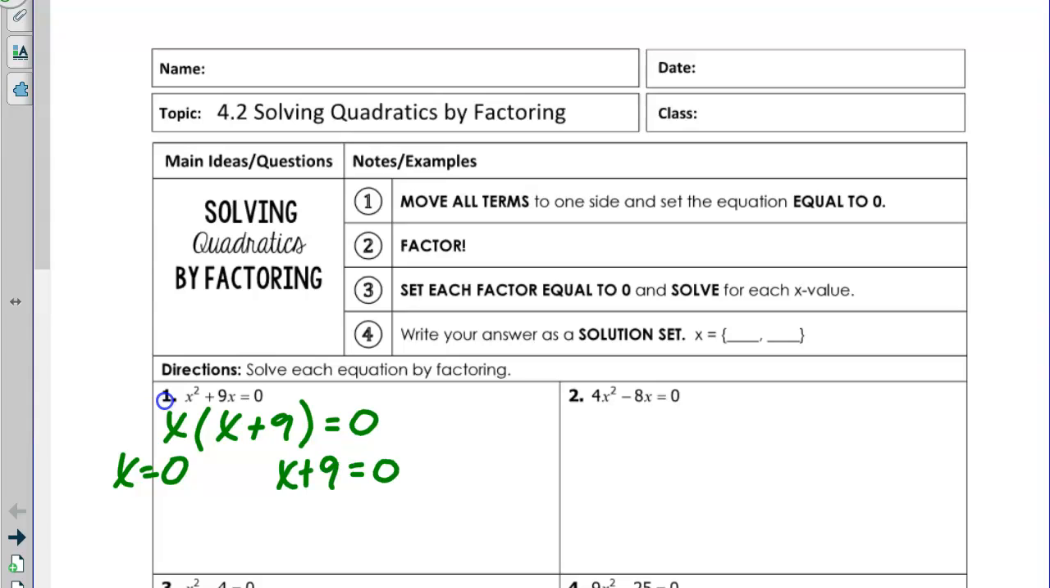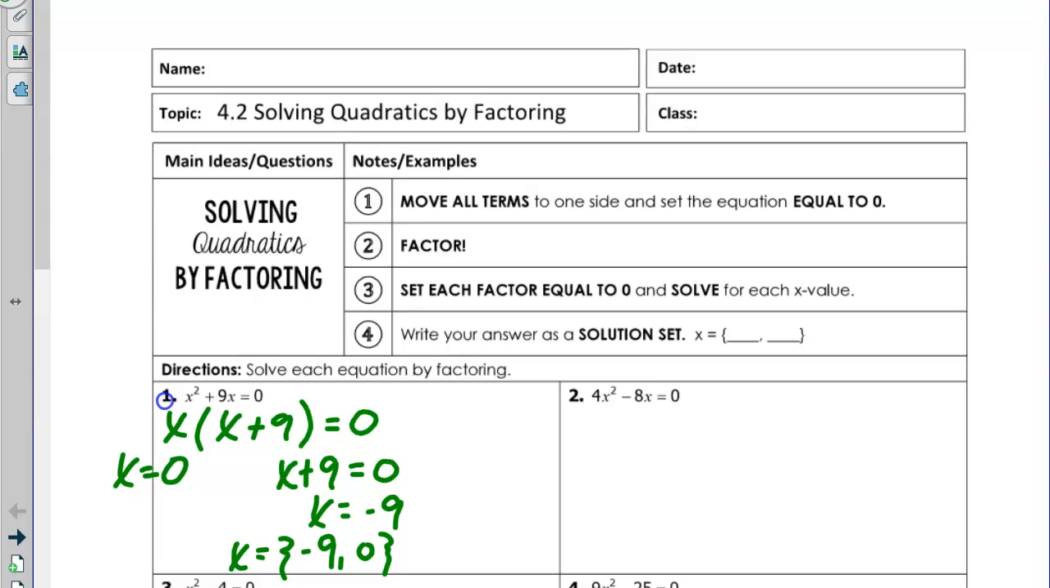And now this one's just a one-step equation. How do I solve x plus 9 equals 0? Very good. Subtract 9, and what is x equal? So the two values for this one are negative 9 and 0. So you write it down in your solution set. And that's it. That's all you have to do.